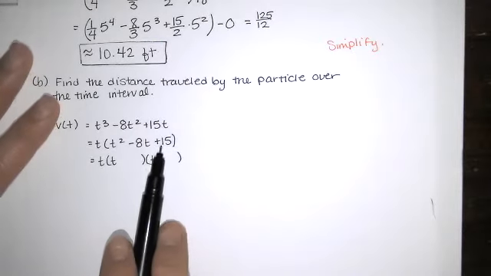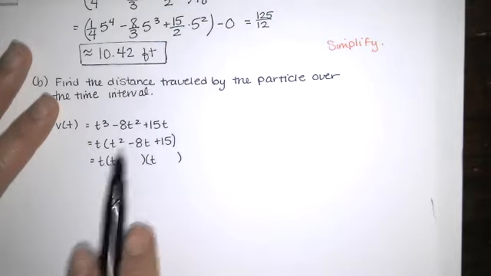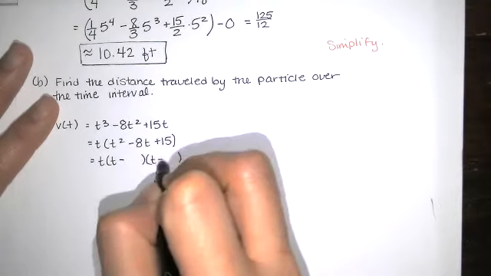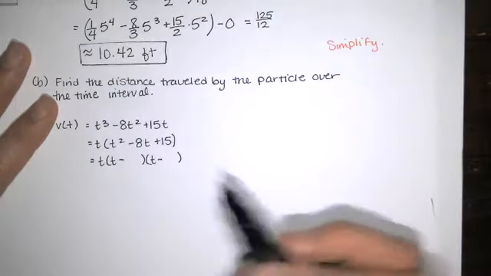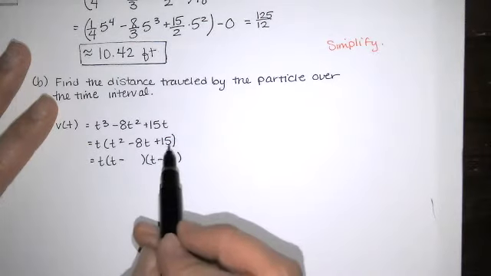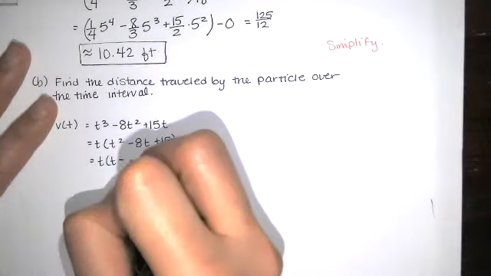Well, to get a positive 15, the numbers have to have the same sign. If they add to negative 8, they better both be negative. A negative times a negative is a positive, and a negative plus a negative would be a negative. So two numbers that multiply to 15 that add to negative 8 are negative 3 and negative 5.